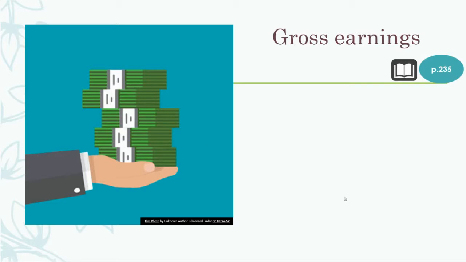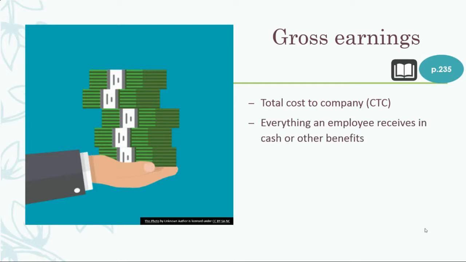Okay, let's quickly look. Gross earnings are basically the total cost to company. So what will the company pay you? That is made up of your basic salary and any fringe benefits that the employee receives. So any cash and other benefits that they receive is your gross earnings. That is the money before any deductions have been taken off by your employer. So it's not the money that you physically receive from your employer. This is the money that they pay you before any deductions.